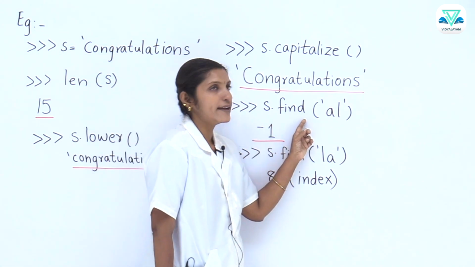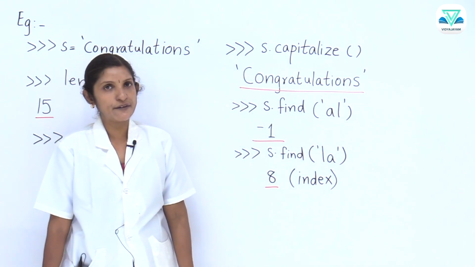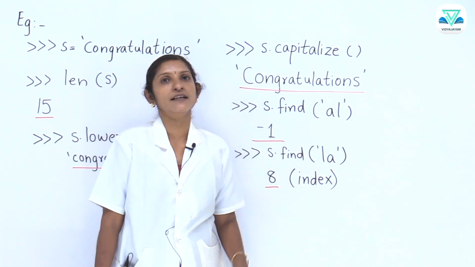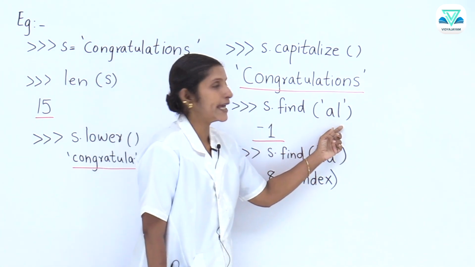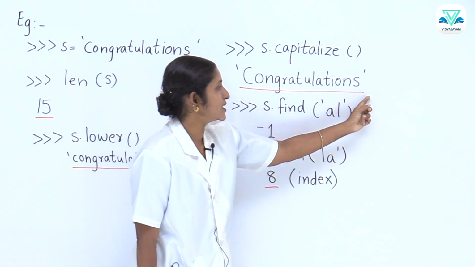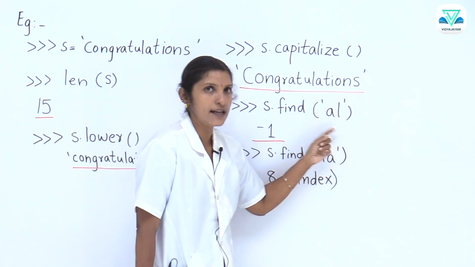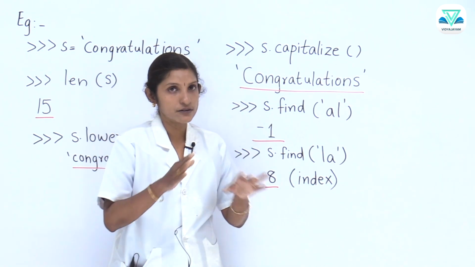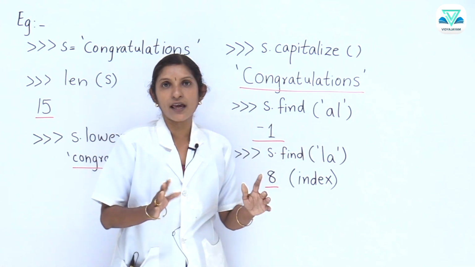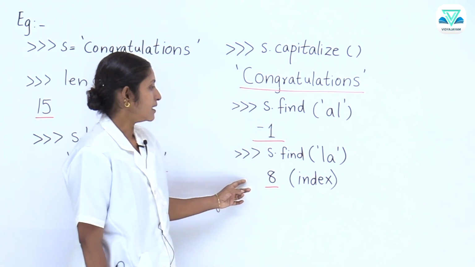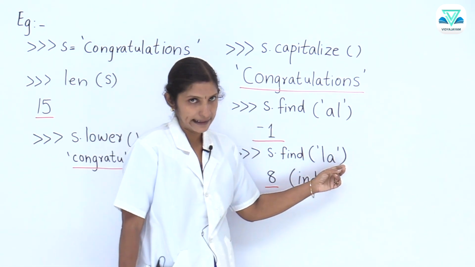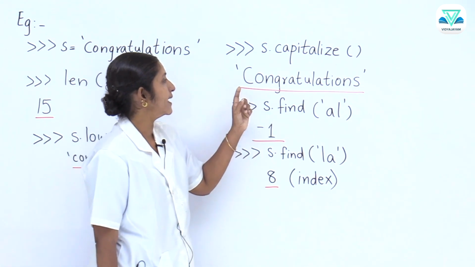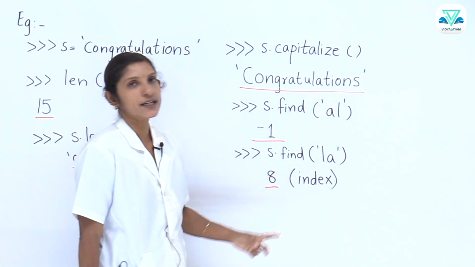Next, s dot find. S dot find is a function which helps us to find whether a particular letter or a group of letters are present in the string or not. Now here AL is given. In this congratulations, we don't have the combination of AL. So our output will be -1 because no such combination of AL is present in the string. But if we want to find the combination LA, then we are getting the output as 8, which indicates where that LA combination is coming.